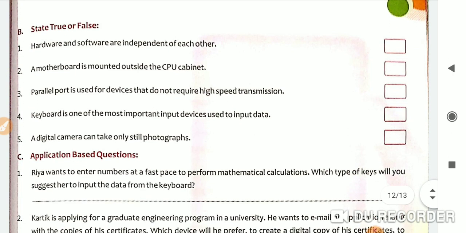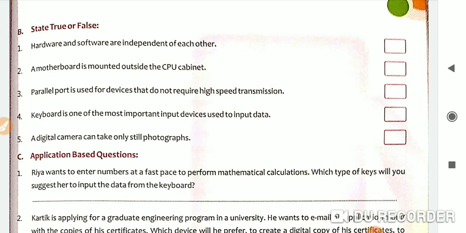Now, true and false. The first one, hardware and software are independent of each other. So, it is wrong because hardware and software are interdependent of each other. So, the first one is false. Second, a motherboard is mounted outside the CPU cabinet. Again, it's false because the motherboard is inside the CPU cabinet.